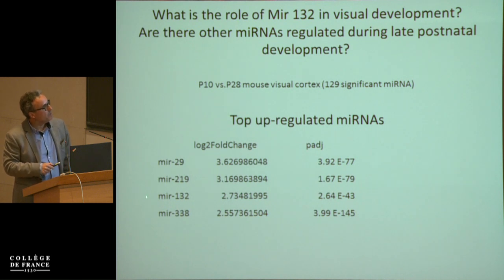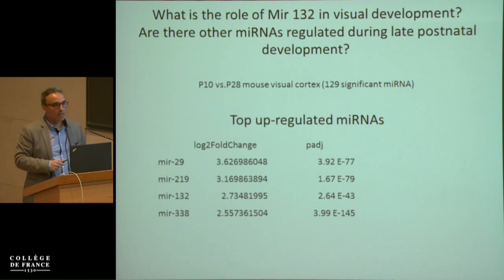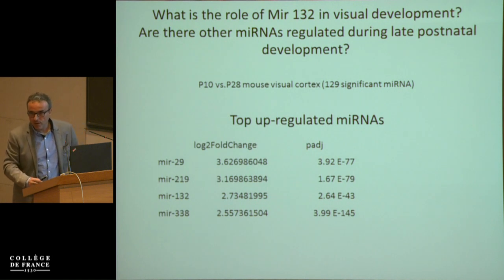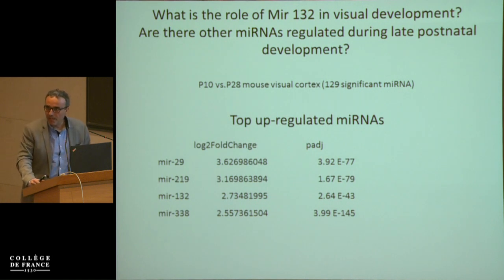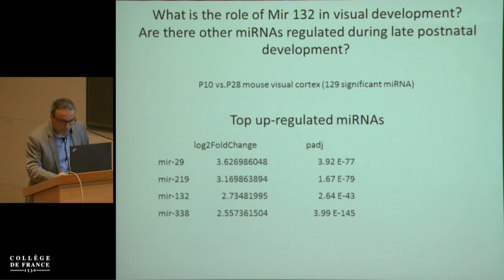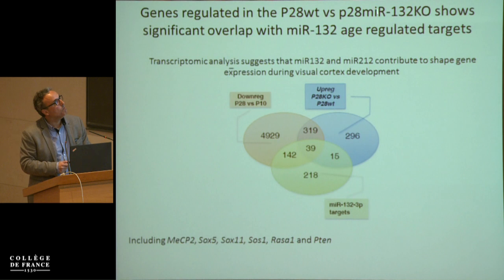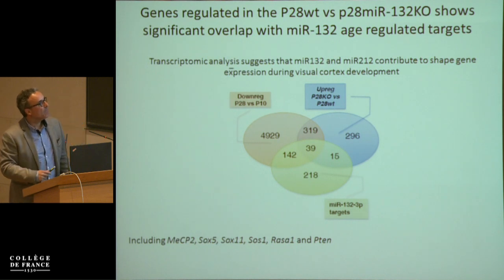You also see these other ones. These two are particularly interesting for us because they are the ones described by Ben Barres for myelination. And myelination is actually the main event occurring during this period. So we are starting a project on that as well. But we focused on miR132. We got the miR132 knockout.